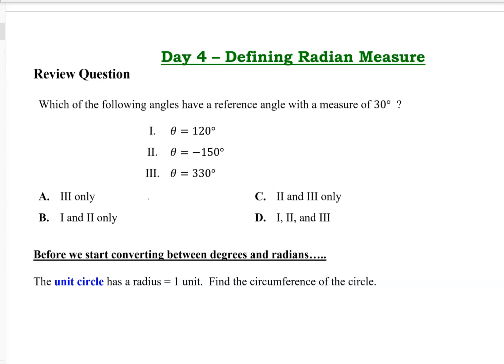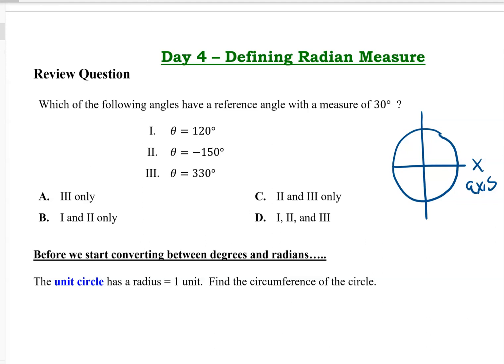Which of the following angles have a reference angle with a measure of 30 degrees? Well, first we must take a look at what a reference angle really means. It is the angle formed with the x-axis. When we take a look at our unit circle, we're going to go around these angles and see which ones have a reference angle of 30 degrees.